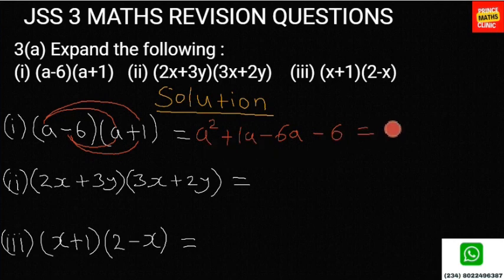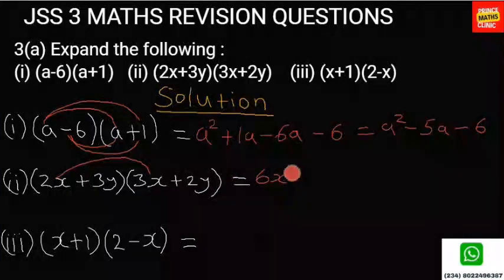So collect like terms now. A squared does not have a partner, so write your a squared. So 1a minus 6a. 1a means you have 1, but you are owing 6. So it means you are still owing negative 5a. Good. Then minus 6. That is the result. Good. So let's do the same thing here. 2x times 3x. Numbers will multiply first. 2 times 3 is 6. Then x times x is x squared.